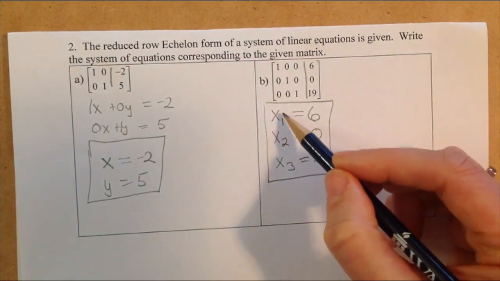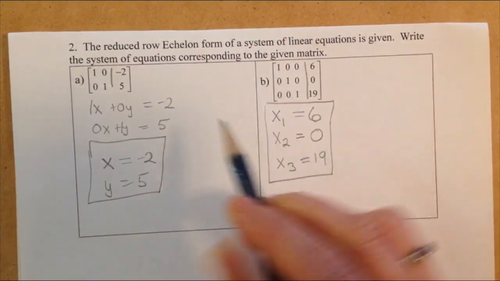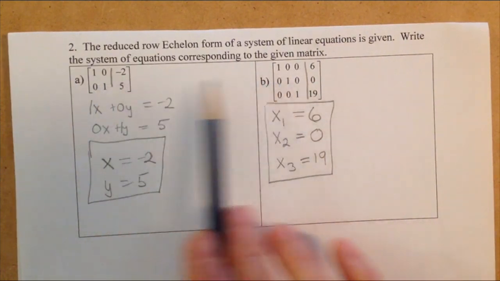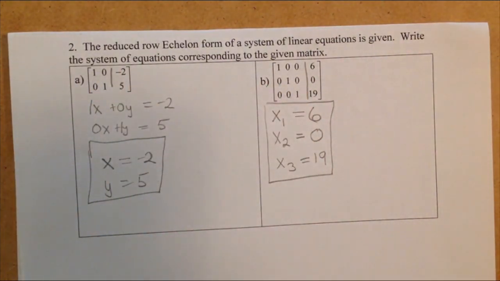And again, we could have just as easily used x, y, and z, but just to show you that since there's no definition of here's the variable names to use, there is a little bit of freedom of choice there.